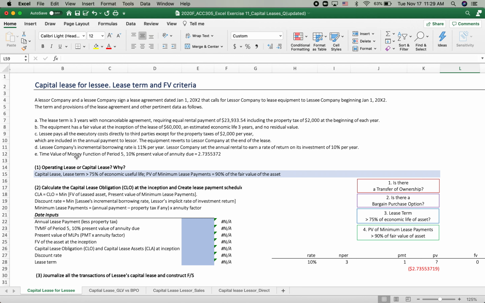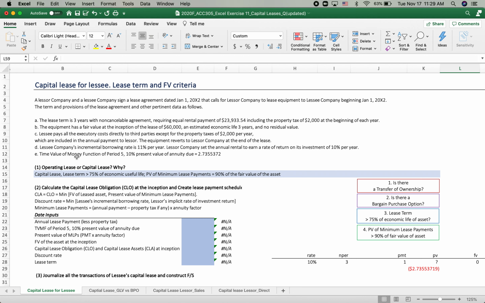So this lease payment is an annuity due, where the payment recurs every beginning of the year, 3 times. The equipment has a fair value at the inception of the lease of $60,000, and an estimated economic life of 3 years and no residual value. So the lease term and the estimated economic life are the same, and we met the criteria of the capital lease. The fair value is $60,000. We haven't calculated the present value of the minimum lease payments yet, but we'll compare soon.